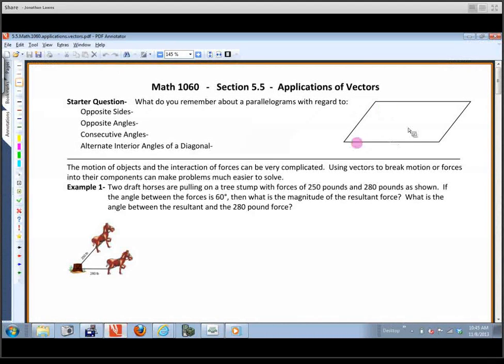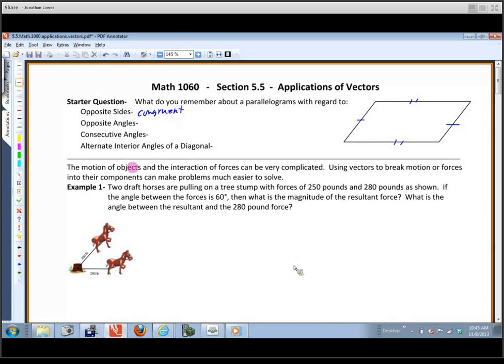So I've got a parallelogram over here, and then we want to think about what do we remember about the opposite sides, the opposite angles, the consecutive angles, and the alternate interior angles of a diagonal. So I'll draw a diagonal in just a second, but let's talk about opposite sides. If we look at opposite sides of a parallelogram, we know that they are congruent. So they have the same length, same measurement.